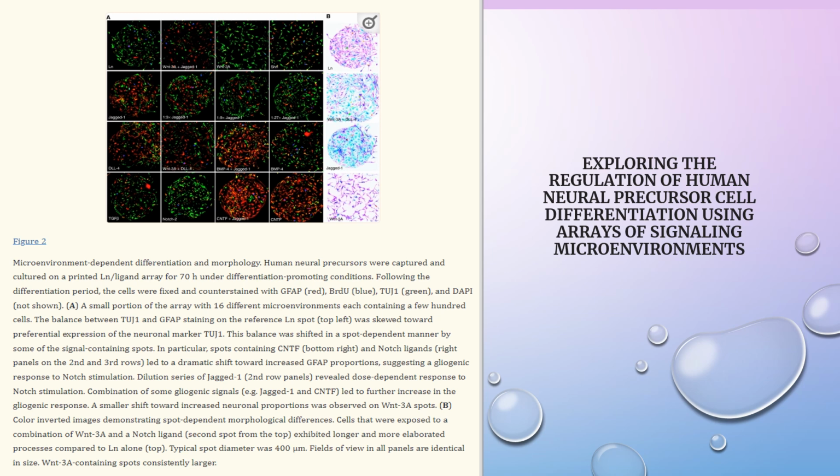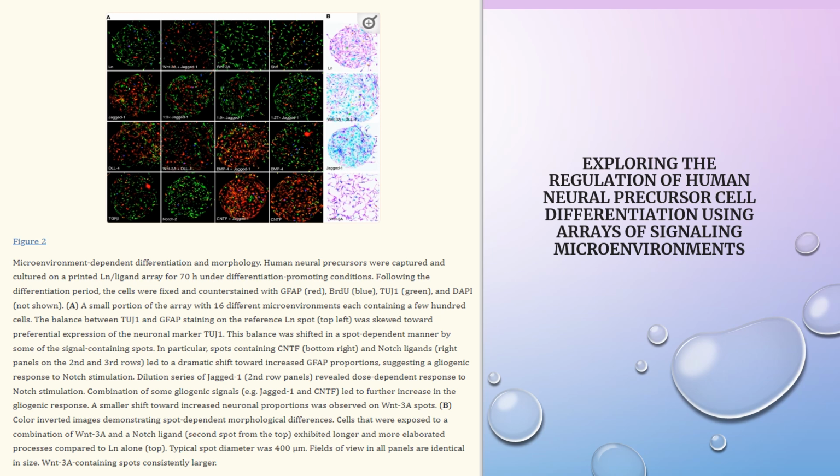So then going right into some works that have been published that are using stem cell cultures. The first figure here having stem cell cultures analyzed was in a paper titled Exploring the Regulation of Human Neural Precursor Cell Differentiation Using Arrays of Signaling Microenvironments. So here, Owen and the coworkers generated libraries of the ECM components and growth factors to screen their combinatorial effects on the stem cell differentiations.